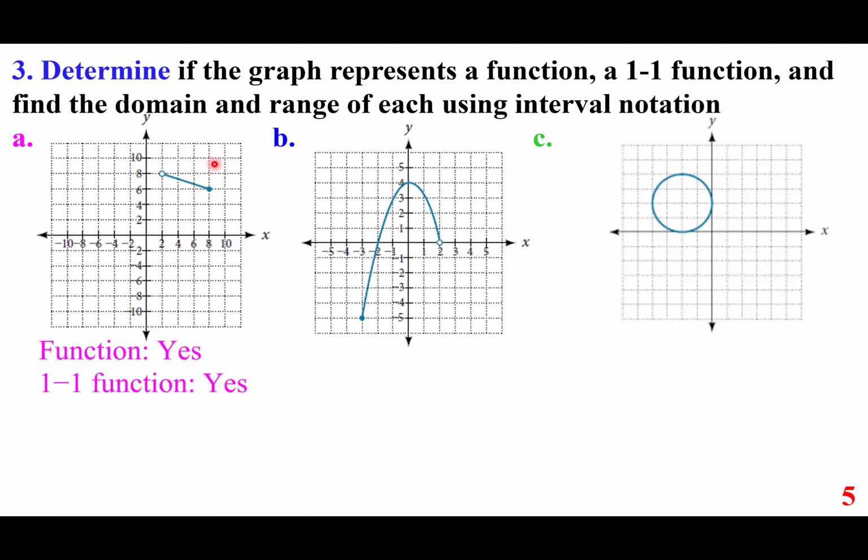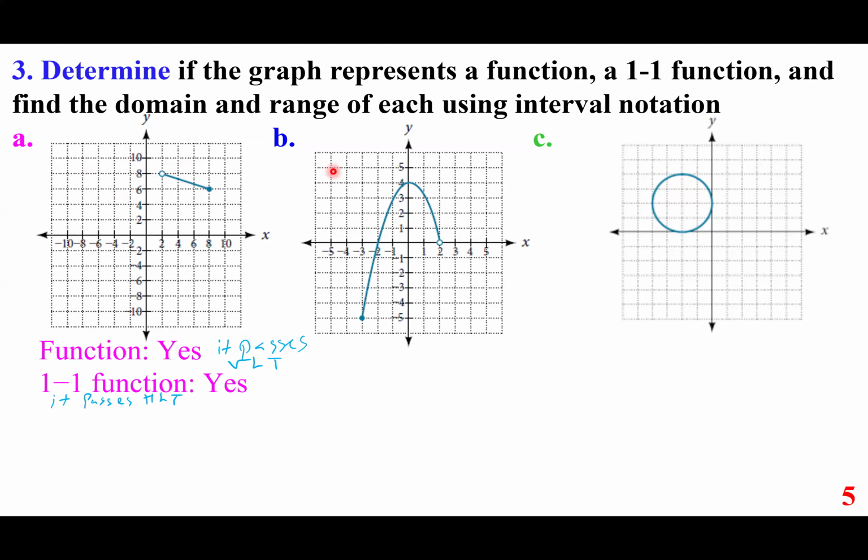It is a function because it passes the VLT, vertical line test. It's a one-to-one function because it passes the HLT, horizontal line test. There is no vertical line that crosses the graph more than once. There is no horizontal line that does the same thing.